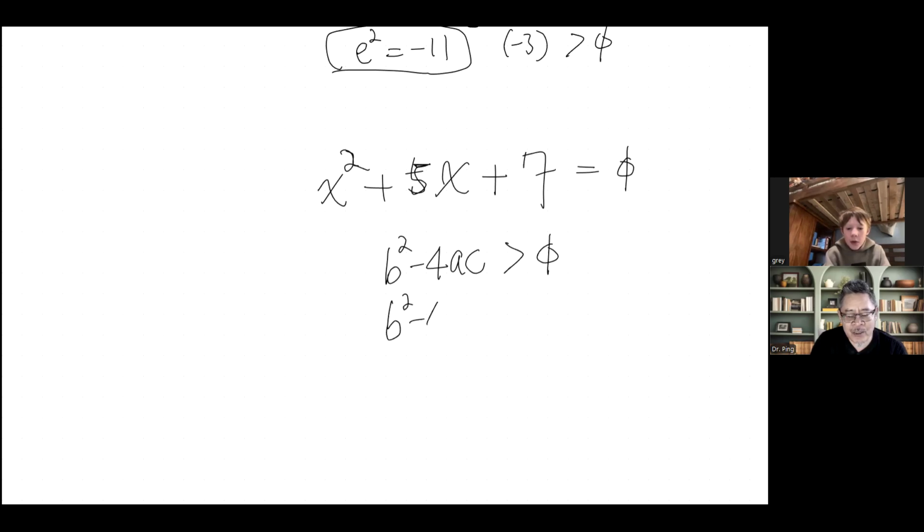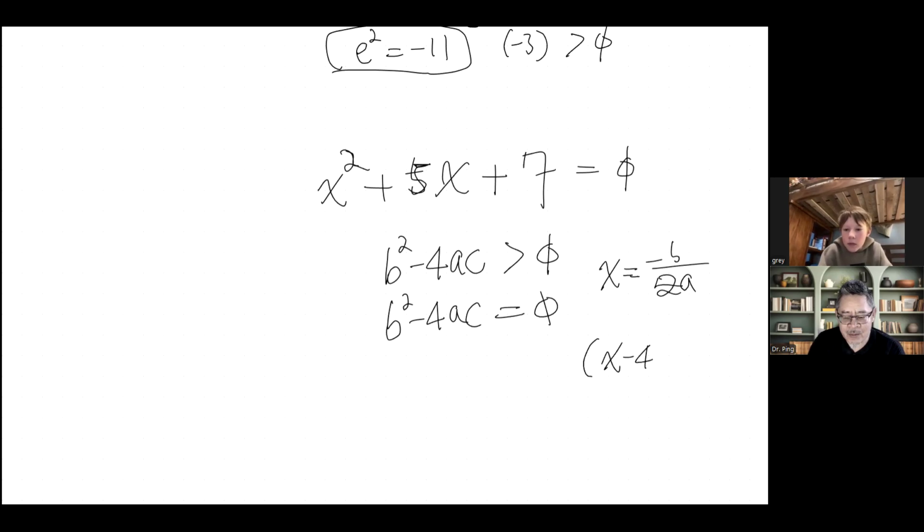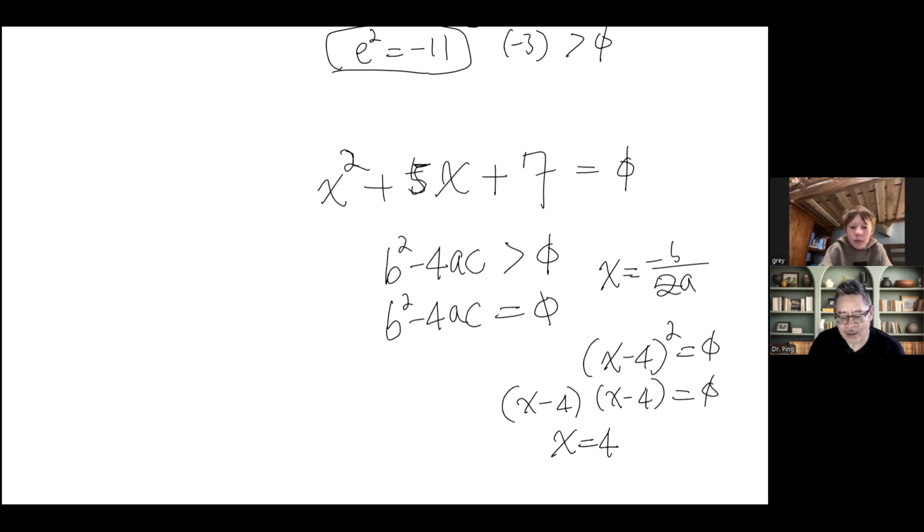If this part is equal to 0, we know we have what we call a double zero. So that means x has to be minus b over 2a. Just one value, but we call it double because there are two. For example, x minus 4 squared equal to 0 actually breaks down to x minus 4 times x minus 4 equal to 0. So even though our solution is 4, just one value, it happened here and it happened there. So we call it a double zero.